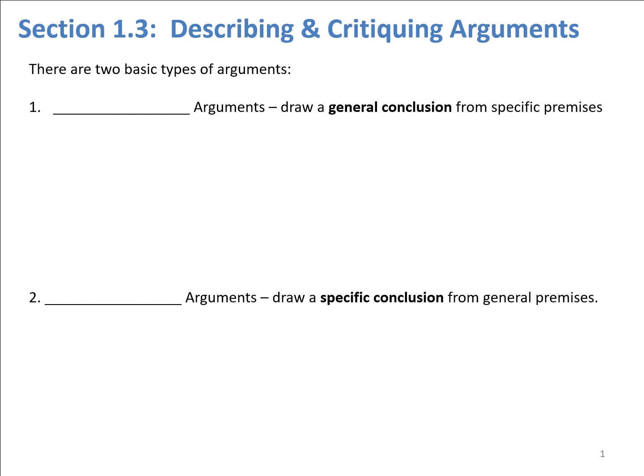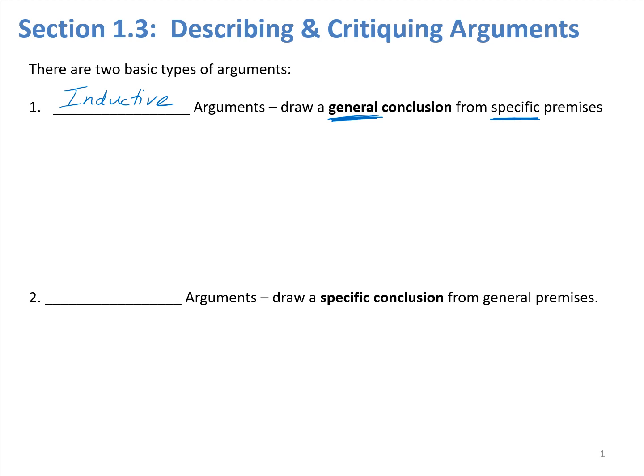In this section, we'll look at logical arguments and how we describe them and critique them in terms of validity. So there are two basic types of arguments. There are what we call inductive arguments. Inductive arguments draw a general conclusion from specific premises. Now remember, an argument has to have at least one premise and a conclusion. So here we're taking specific reasons and drawing a general conclusion, you might say.